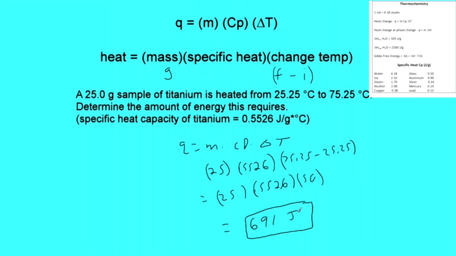This is a positive number. Our Q is in joules. It's in joules because our specific heat was given to us in joules. See the J there? Typically, we're using joules in most of our calculations. Okay, so this is a positive Q, so this would be an endothermic reaction. This system is absorbing the heat to do this.